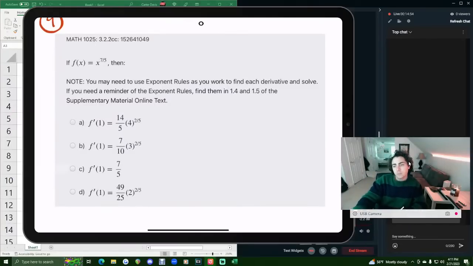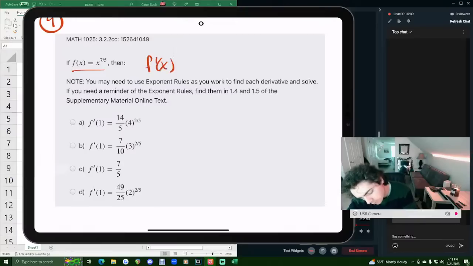They say you may need to use exponent rules as you work through, and so on. Okay, so they give us f of x, and they're asking basically what is f prime at 1. So the goal is, can we find f prime first, and then when we plug in 1, what do we get? So let's talk f prime.